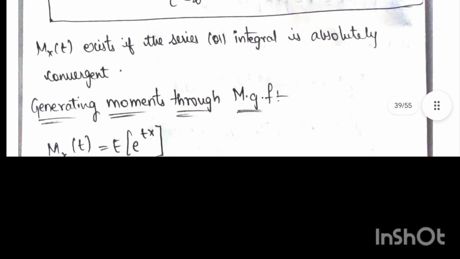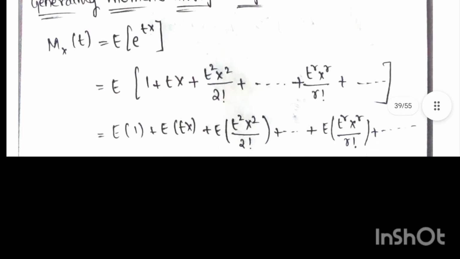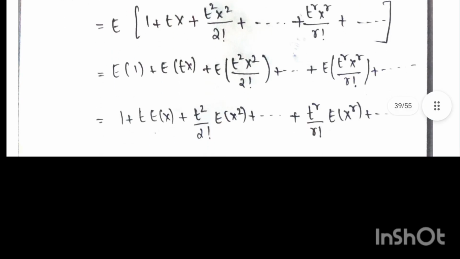Mx of t exists if the series or integral is absolutely convergent. The moment generating function, or MGF: Mx of t is equal to the expected value of e to the power of tx.